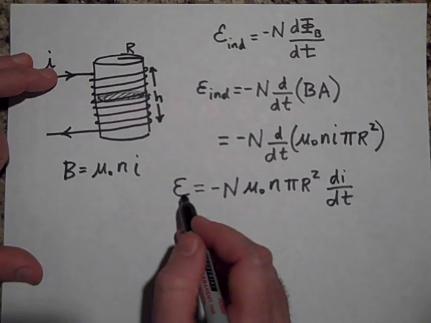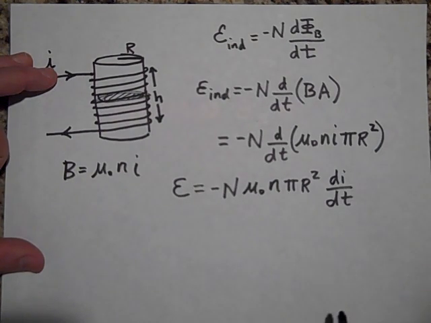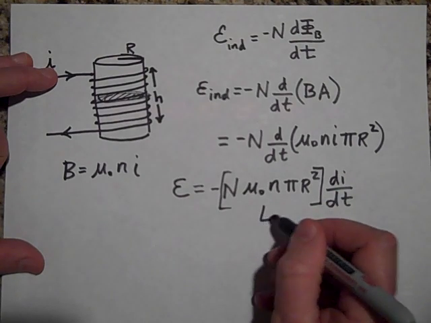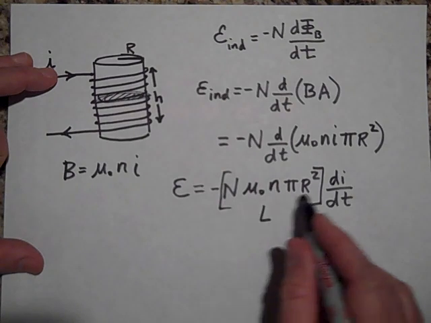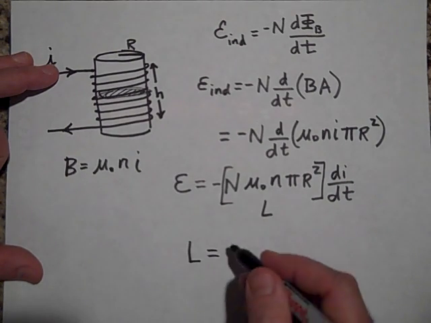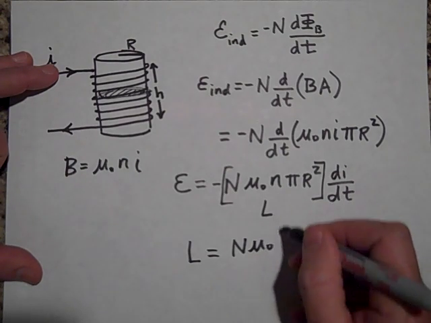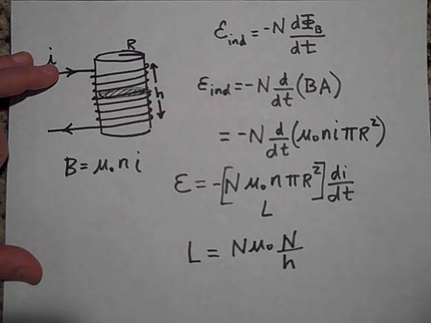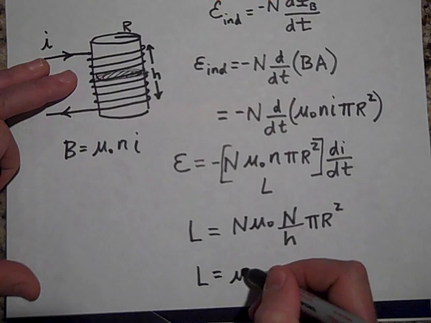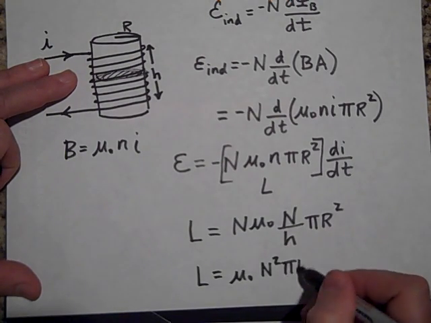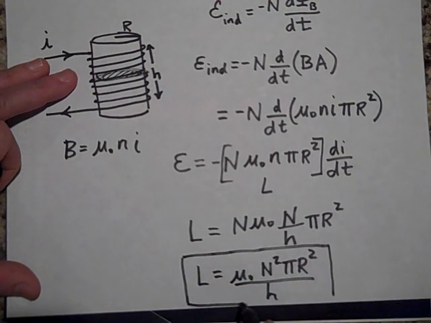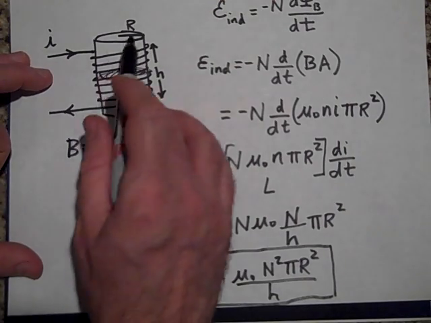So here's the thing. Do you recognize E is equal to negative some constant times di dt? You see what this is? This is L. This is the inductance. That's the electrical sluggishness. Let me pretty that up a little bit. So L is going to be equal to N times mu naught. Now this n is really the turns per height of the solenoid, times pi r squared. So L is equal to mu naught times N squared times pi r squared all over H. This equation tells you how to calculate the L if you're given the physical characteristics of the solenoid.